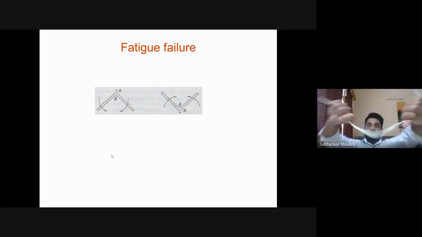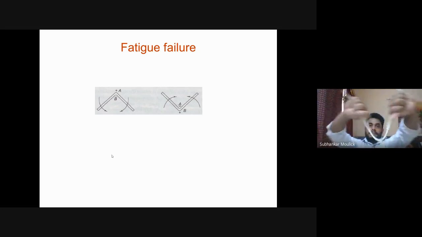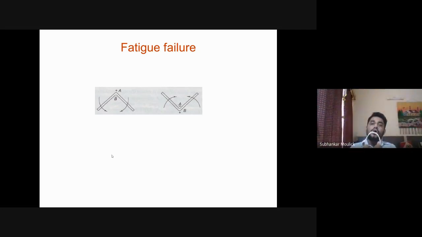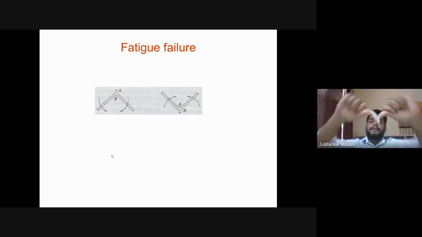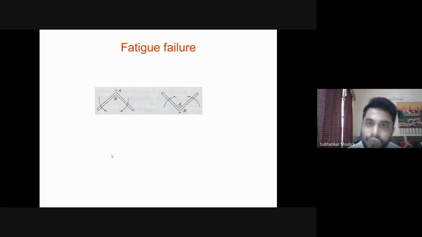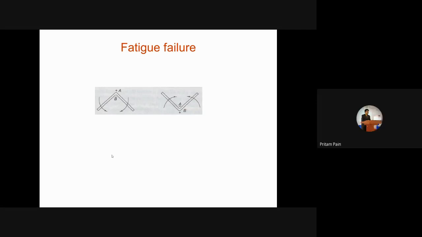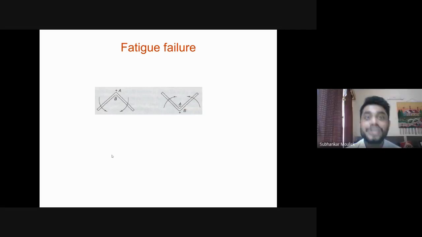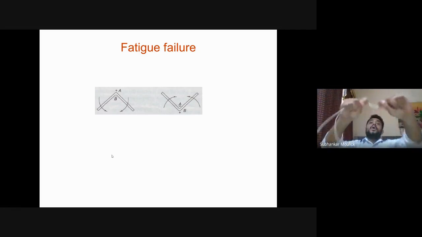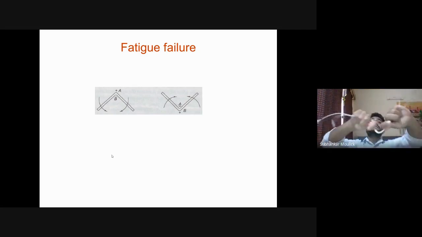I want it to fail. That means I am applying a moment. Moment is load into perpendicular distance. Load into distance. Which distance will I take? The middle part distance. So what will happen? Can the wire be failed easily? Yes, sir, it can. It will break within a very short period of time. You can break this wire into two pieces.